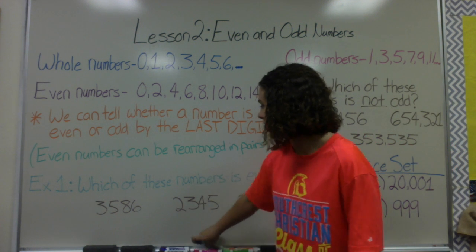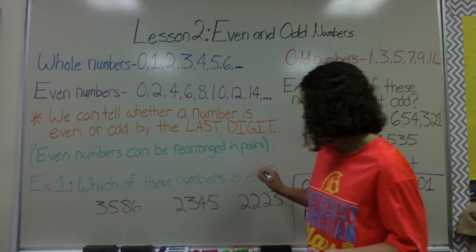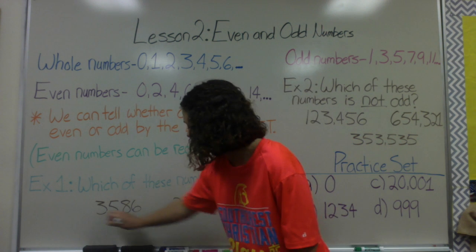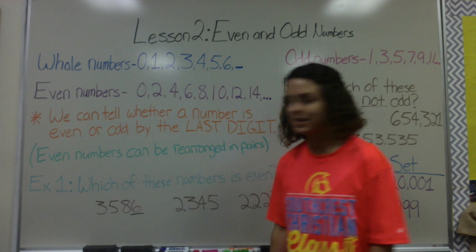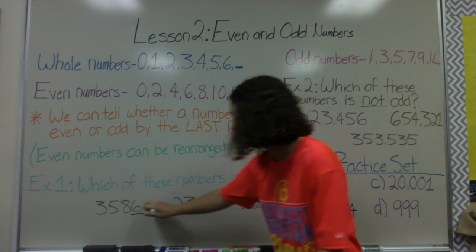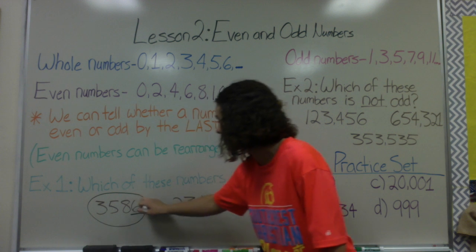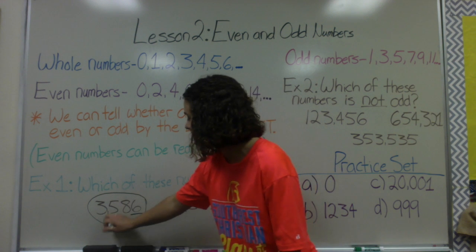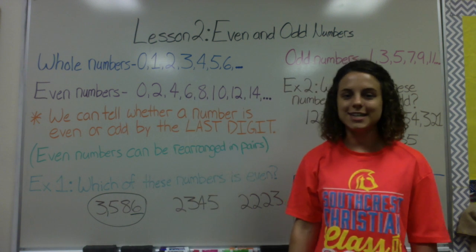So if we go ahead and look at these, which of these numbers is even? Well, if I look at this last digit, I have 6. There you go. 6 is an even number, so that means this entire number is indeed even. And this number reads 3,586.